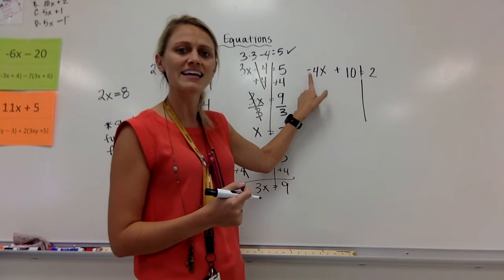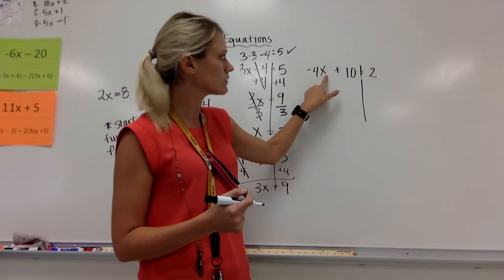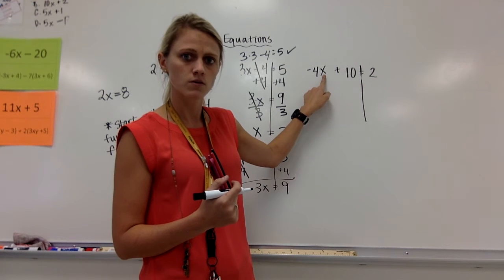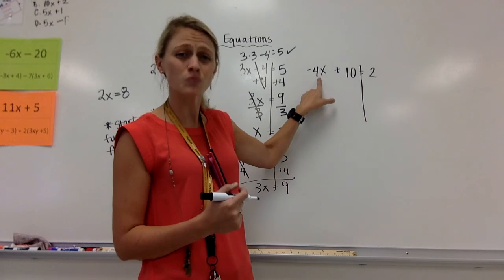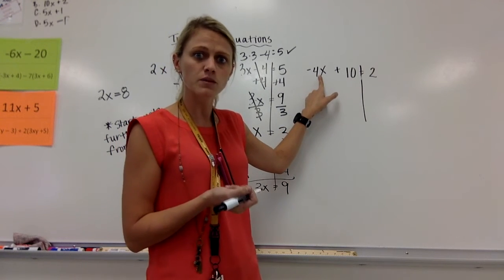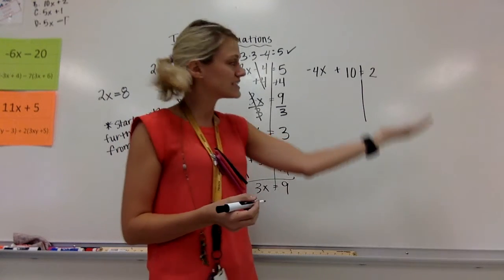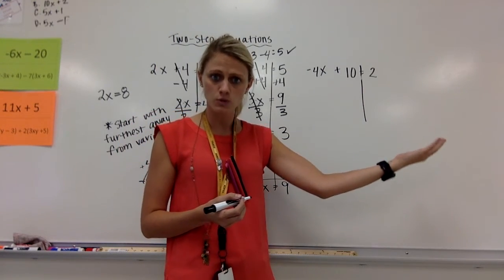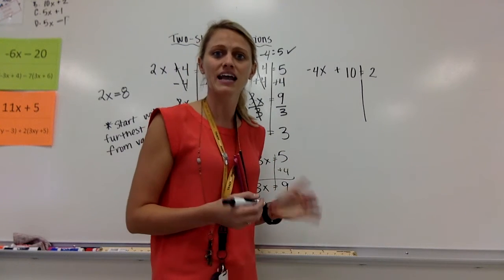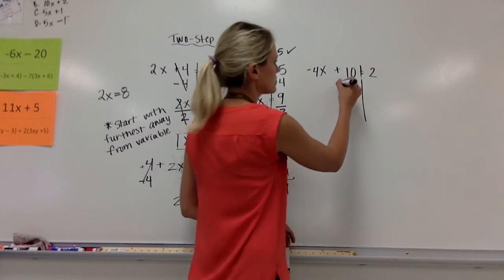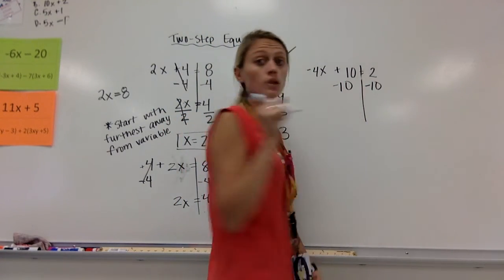Okay? This time I've got a negative 4 being multiplied by x plus 10 equals 2. Here's my x. What's further away, the negative 4 or the 10? The 10. Negative 4 is right next to it. They're buddies. Okay, keep them together for now. We're going to work on this positive 10. Okay, this is a 10 being added, or a plus or a positive. So to undo that addition, I want to get rid of that 10. I need to undo the plus 10 by doing a minus 10 on both sides.